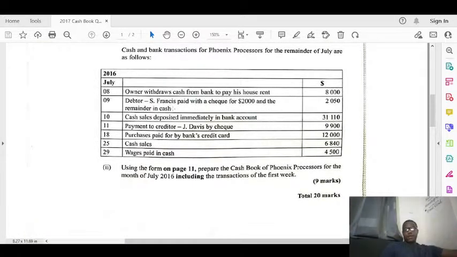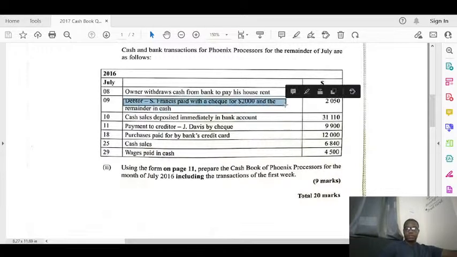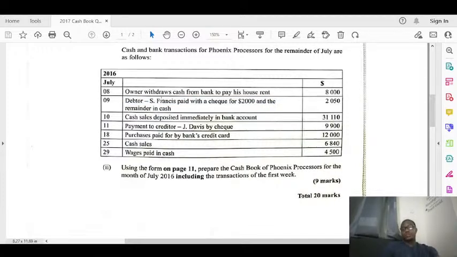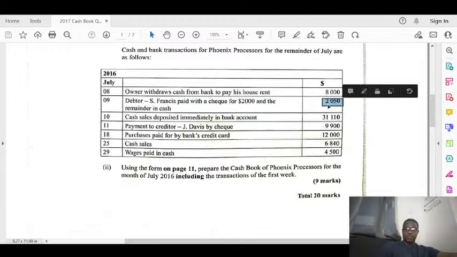July 9, a debtor who is S. Francis, he paid with a check for $2,000, right? And the remainder in cash, right? Now, this basically means that we are receiving money from S. Francis, who is a debtor. A debtor is a person who owes us money, or who owes you money. Now, S. Francis is a debtor. He owes you money, right? He must pay back the money, but he paid $2,000 with a check, and the remainder, which is $50, he paid in cash.